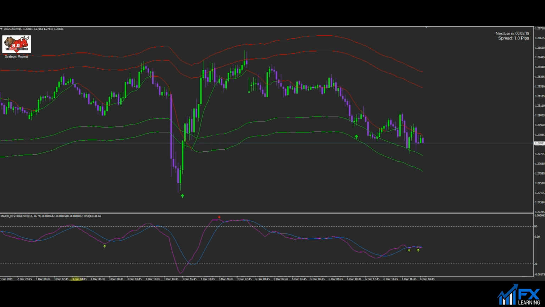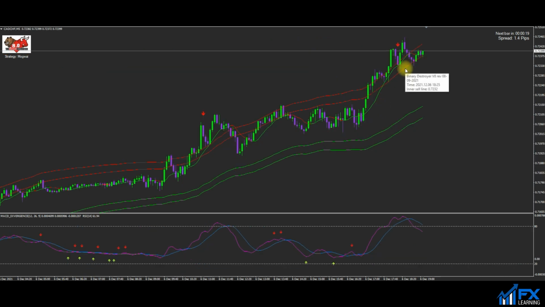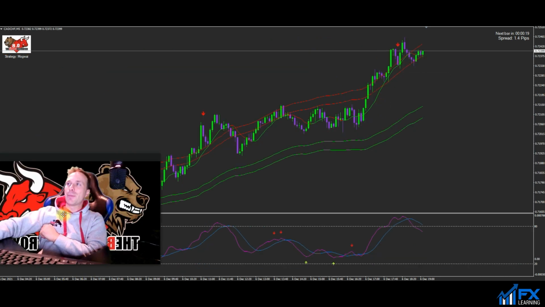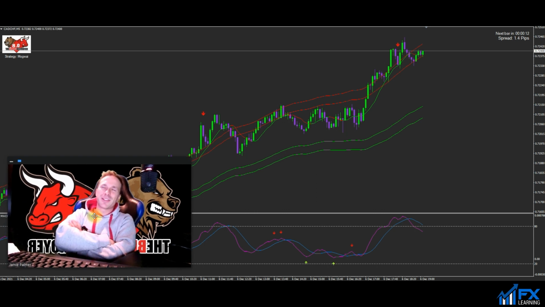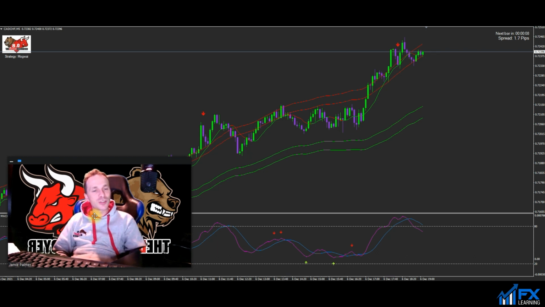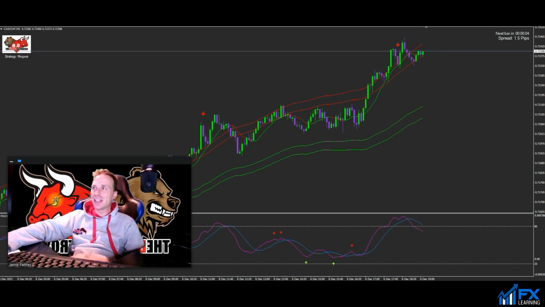In fact, I'm eyeing up this sell on CAD CHF, and I've been looking at this for the past 20 minutes and I'm thinking, do I want to take this trade? Do I not? But I'm not going to take the trade. I'm going to stick to my rules. I'm not doing any more trading this month.